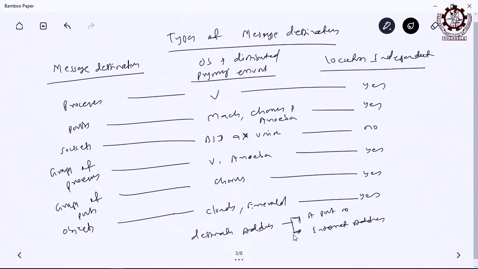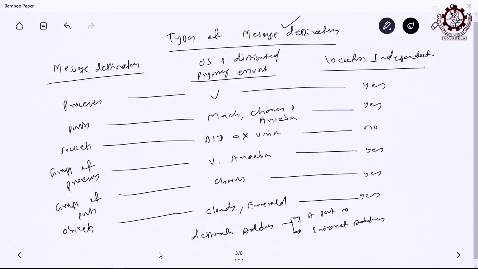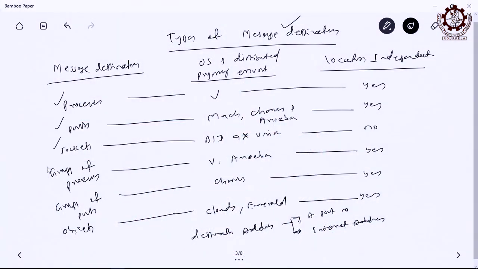Okay. Again, the most important thing for interprocess communication is the message destination. You have to define the message destination, where the message will be sent from the sender to the receiver. As I told you, there are various abstractions available as the message destination. One is processes, followed by the operating system V, which is also a distributed operating system that supports processes as message destinations. A process can directly send a message to another process, and every process must be given a name, and it is location independent. So what is location independent?